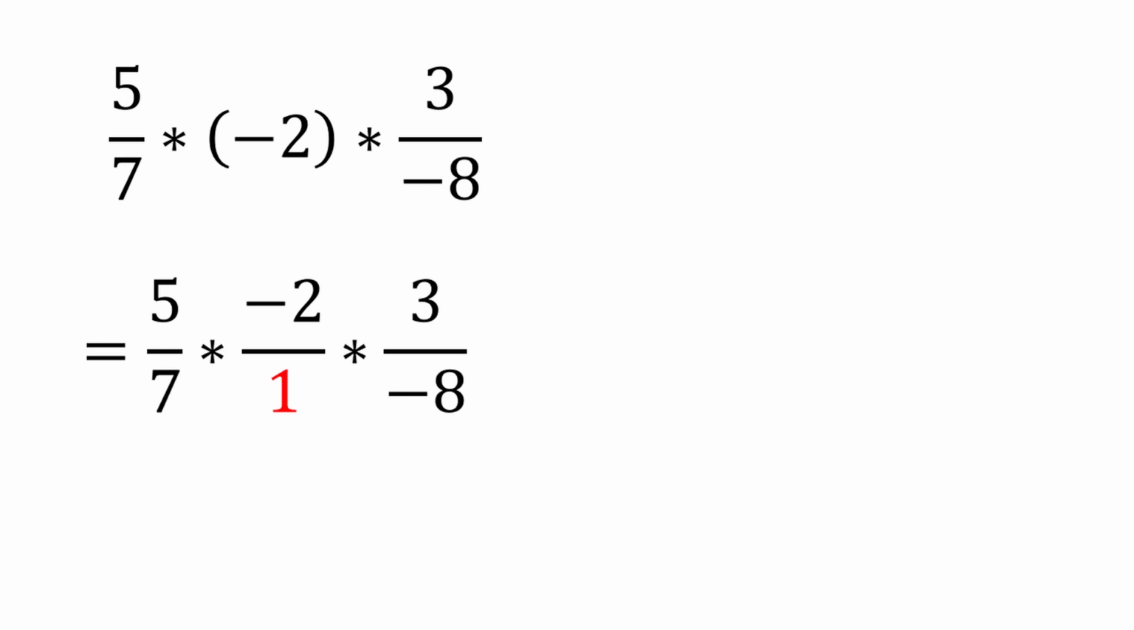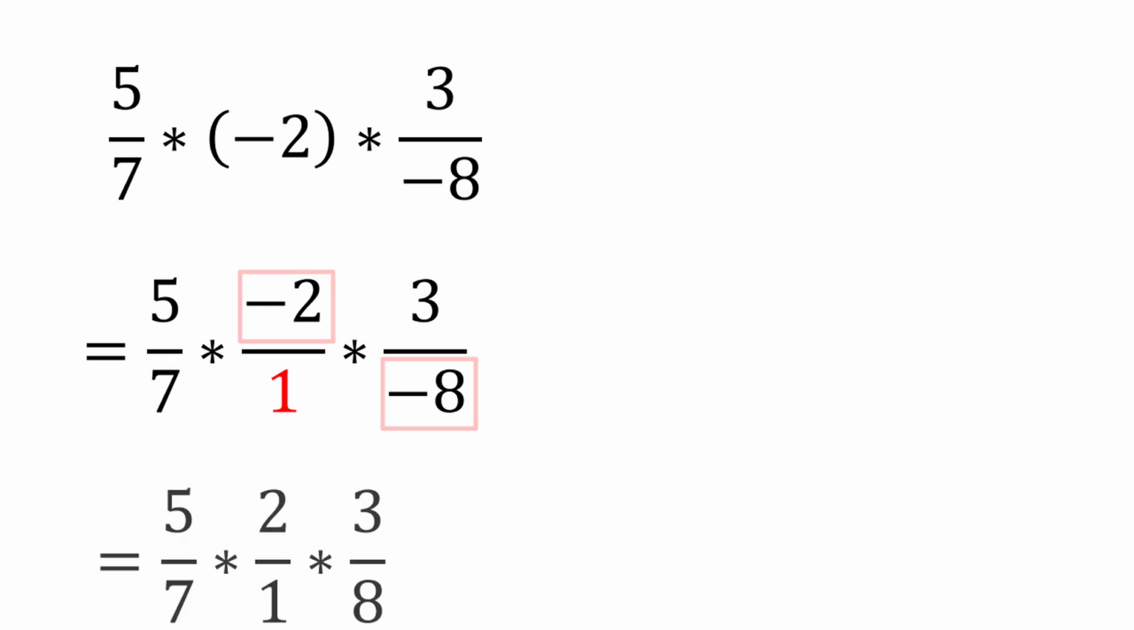The next thing I might notice is that I have two negative numbers multiplied by each other, which will make a positive number. So I can rewrite the problem as 5/7 times 2/1 times 3/8. Since we might not be allowed to use a calculator, it's oftentimes a good idea to simplify any part of the problem before multiplying the fractions.